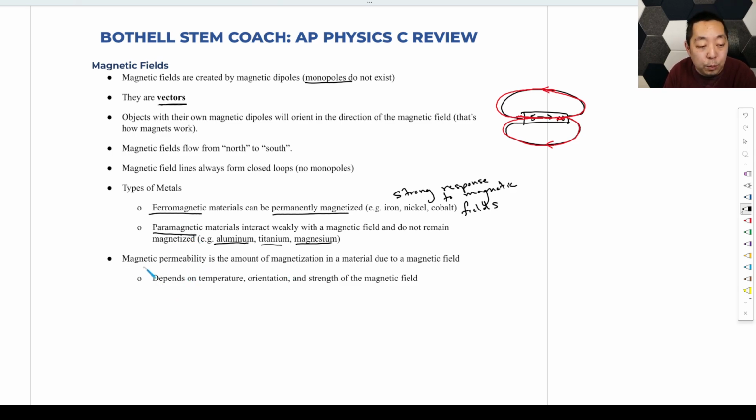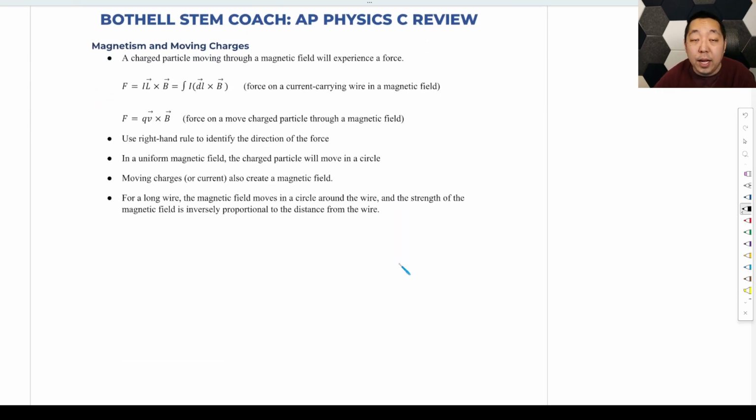And then some more definitional stuff. Magnetic permeability is the amount of magnetization due to a magnetic field. I don't think it's tested heavily in any of the examples, but if you ever have a transformer with a core, then this is an important property of that. It's in the course and exam description. I've never really seen a question on it, but it's based on temperature, orientation, and strength of the magnetic field. Anyway, this is a big part for transformers when we are doing power conversion utilities or engines and things like that. Okay, but let's move on to the actual stuff you're going to be tested on.